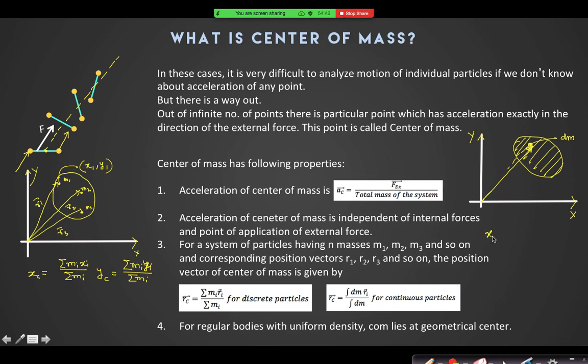So in that case, the x coordinate will be integral of dm into x divided by integral of dm, and the y coordinate is integral of dm into y divided by integral of dm. Instead of the summation sign, I have now used the integration sign. Similarly, for the z axis, if it is a 3D object, you can also find the z coordinate of the center of mass. And for regular bodies with uniform mass density, for example, a solid ball, a cone, a square plate, you can use their geometrical centers as the center of mass. If you know the geometrical center, then you do not have to actually calculate the center of mass. You can say that their geometrical center is nothing but their center of mass.